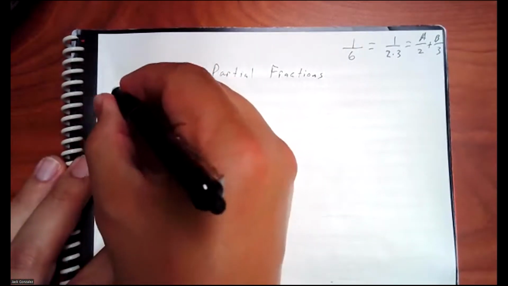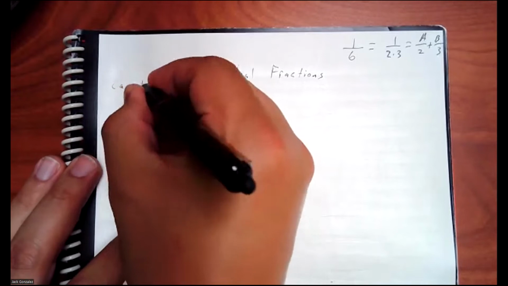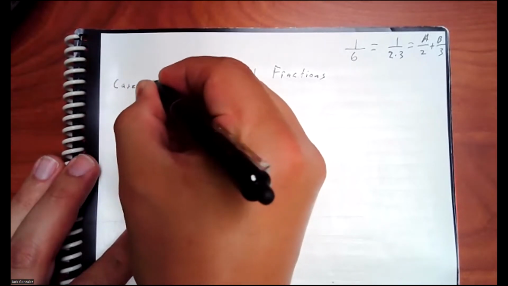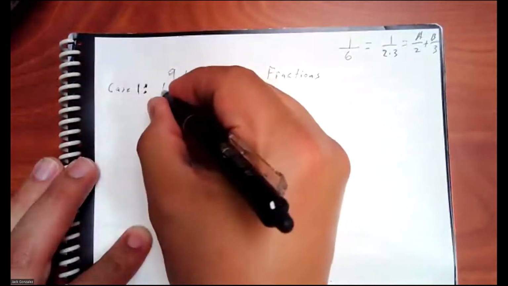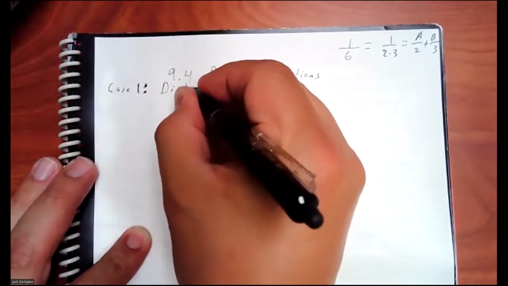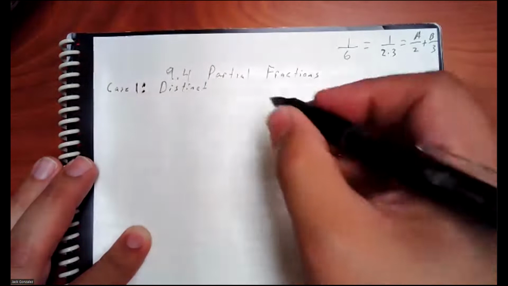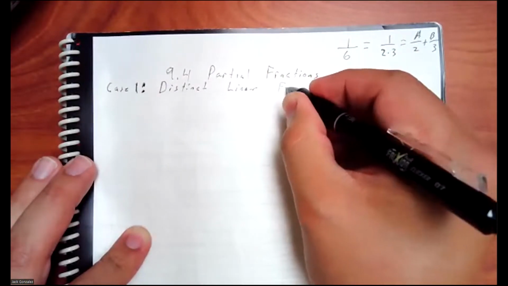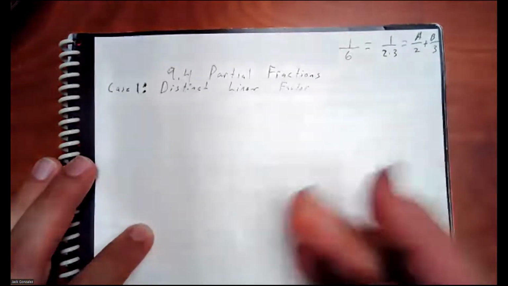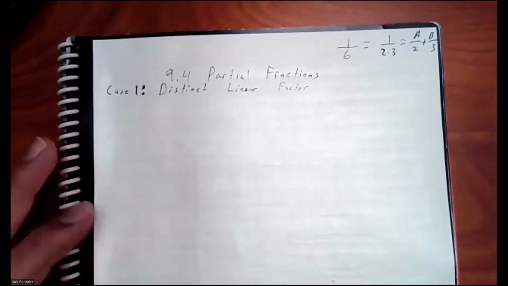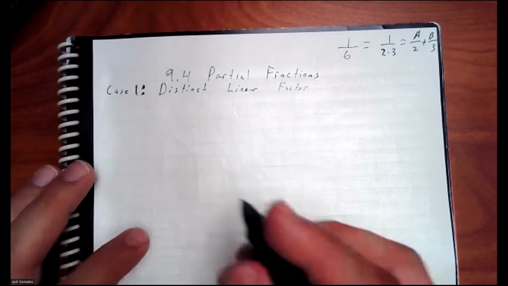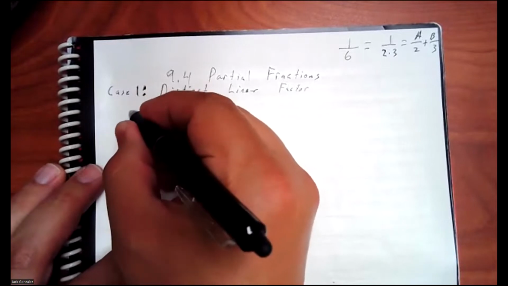Okay. Case 1. Distinct linear factors. So all we mean by that is that we have at least two factors that are different but linear. That's it. Okay.